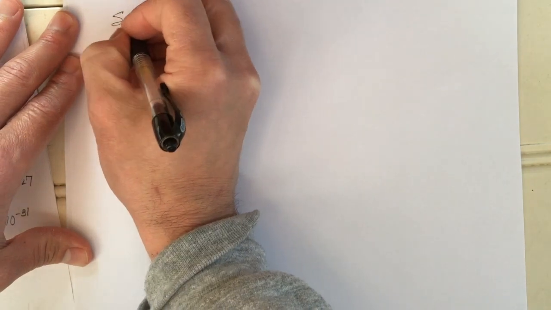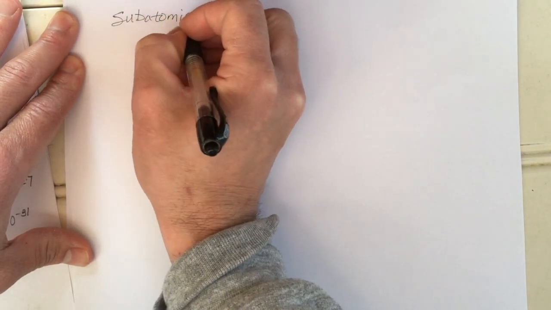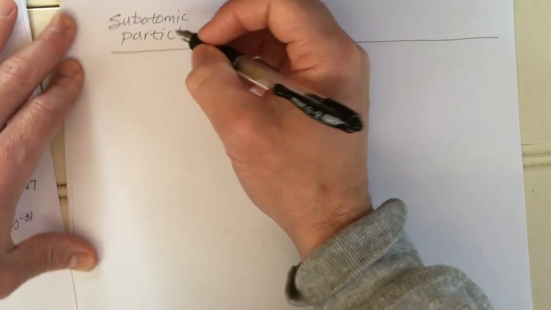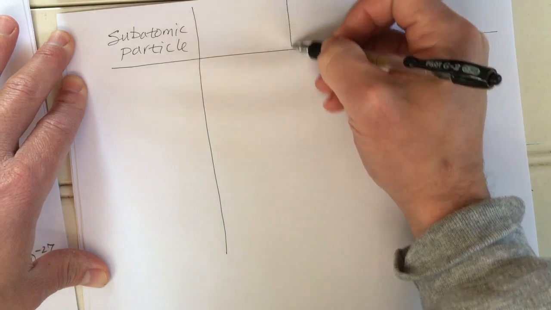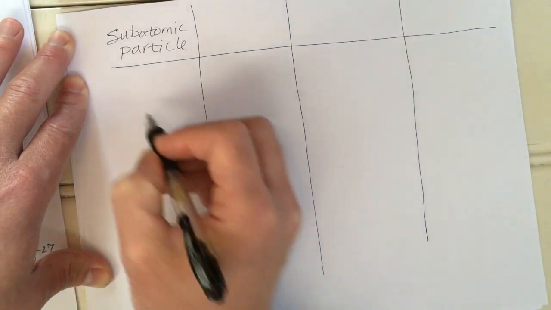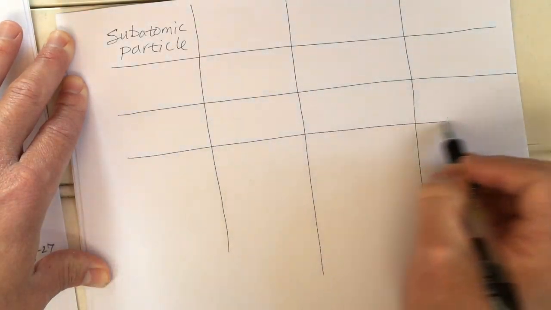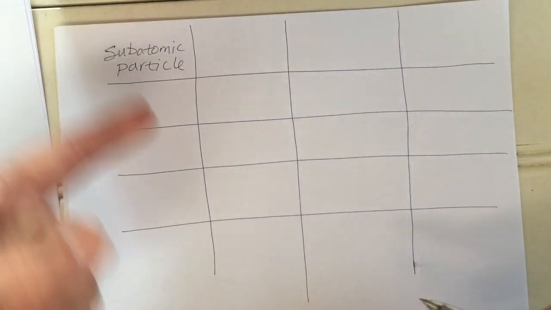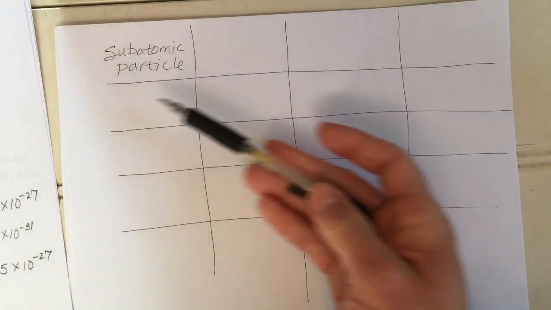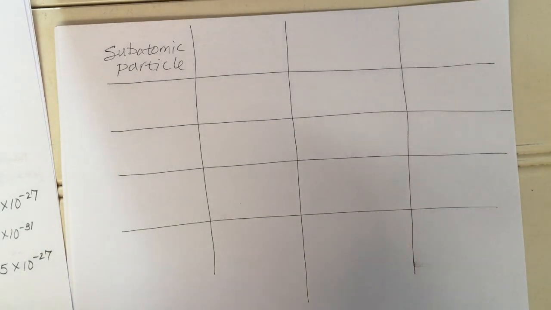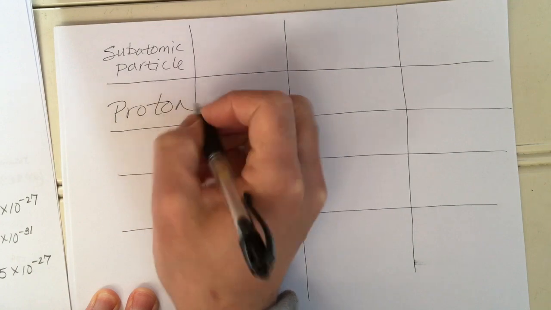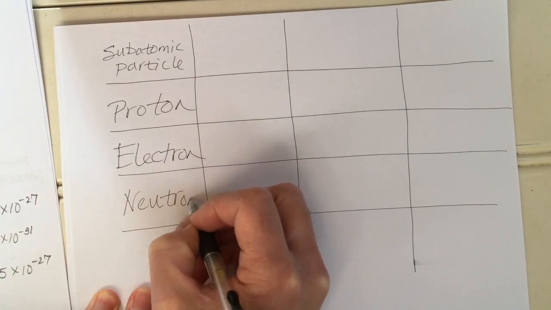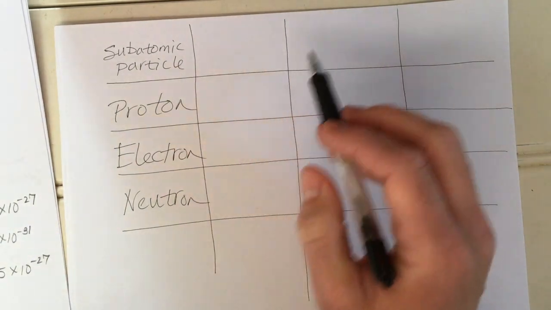Let's write right here, subatomic particle. And let me see how I'm gonna make this. I'm probably gonna have four columns here, and three rows underneath our title row, something like that. Okay. So subatomic particle, an atom consists of smaller particles, that would be protons, neutrons, electrons, right? So let's have that over here. And why don't we go ahead and fill in the rest of these on the top here.